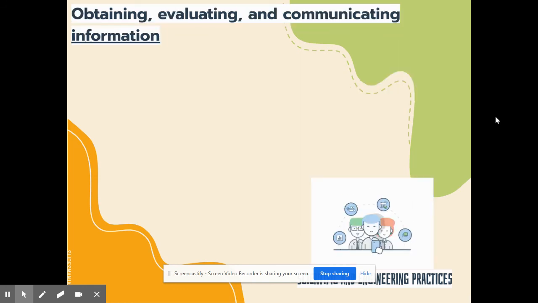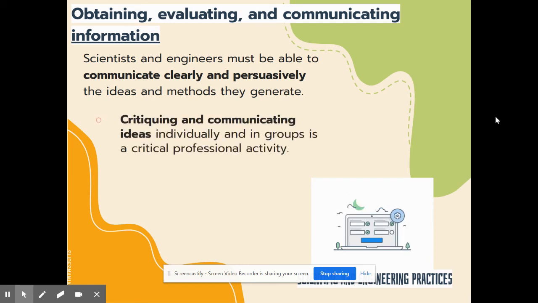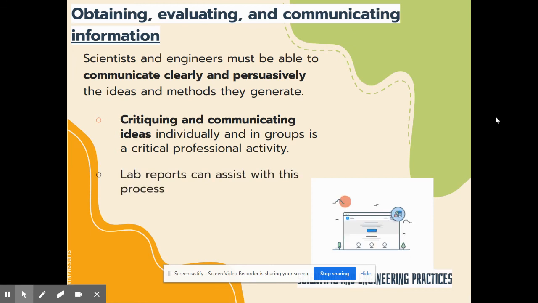After we have done that, we're going to obtain, evaluate, and communicate that information to each other. Scientists and engineers must be able to communicate clearly and persuasively the ideas and methods they generate. So in this class, critiquing and communicating ideas individually and in groups is a critical professional activity. We will be doing this through our Wednesday meets in team over Zoom, as well as through our data. We are also going to be doing this through lab reports.